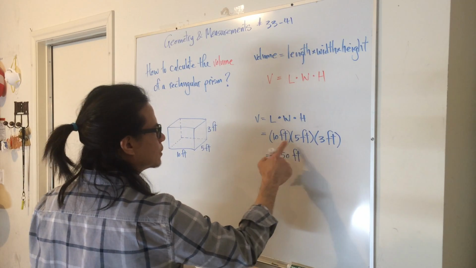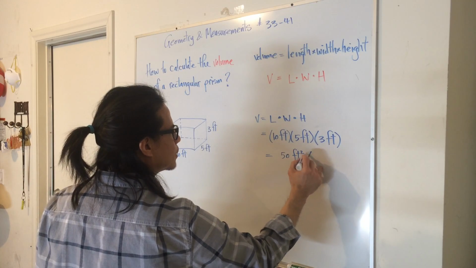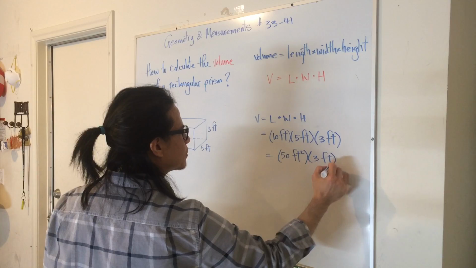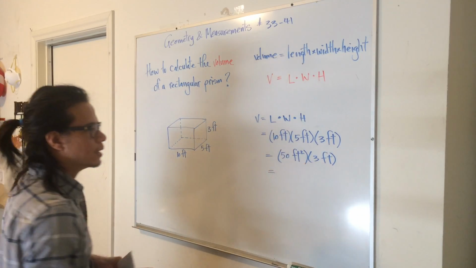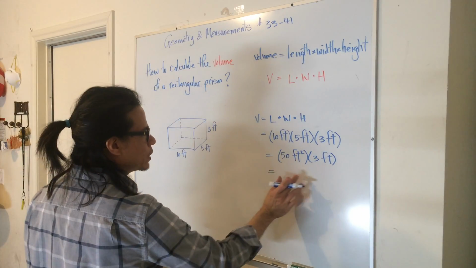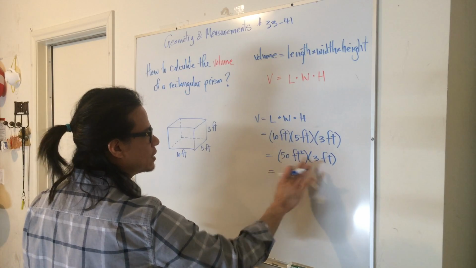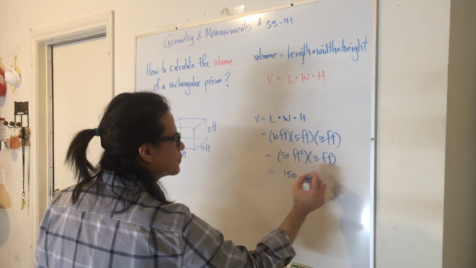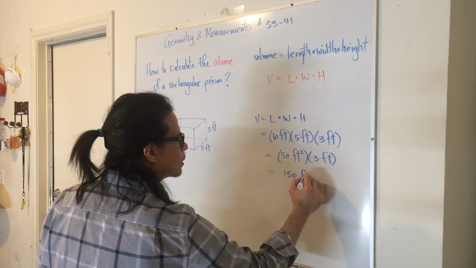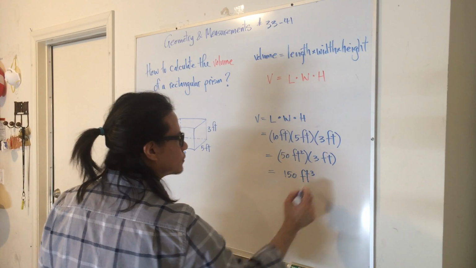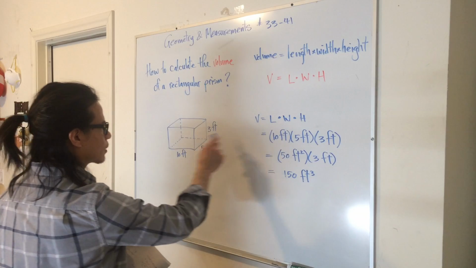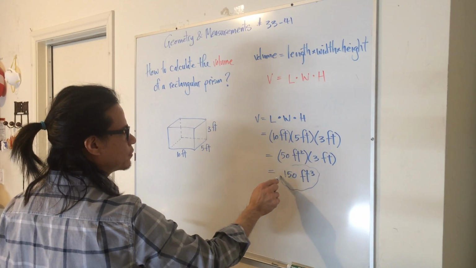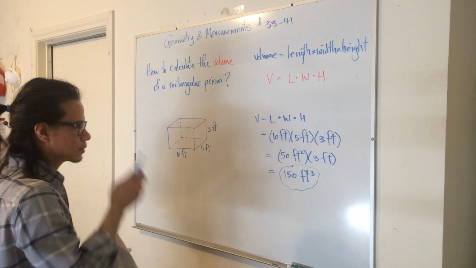Feet times feet is square foot. And then we'll multiply it by 3 feet. I'm just doing these step by step here, just so that we can gauge where we're at. 50 times 3 is 150. Feet squared times foot is cubic foot. And there it is. This box has a volume of 150 cubic feet.